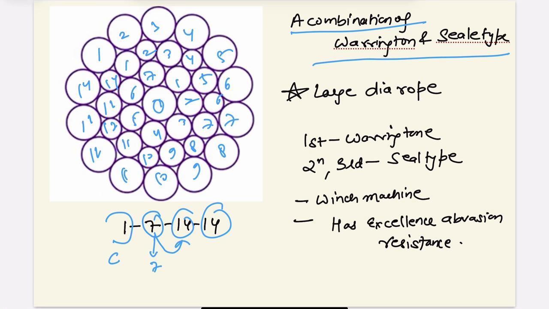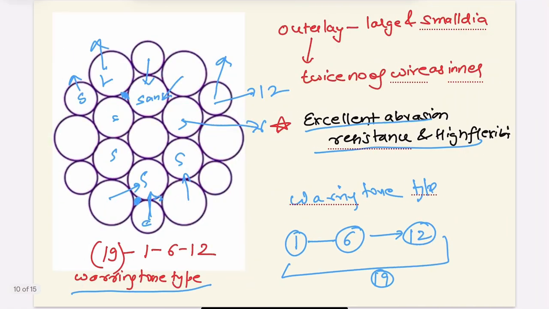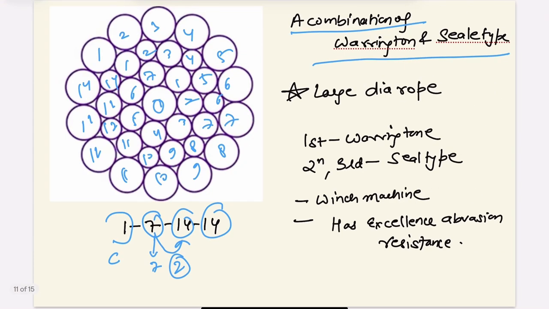So here there is a jump of twice. In Warrington type, the number of circles are basically twice. So from the first layer to the second layer, the number of circles became twice. So it is basically a combination of both. Here the first construction is basically Warrington type.